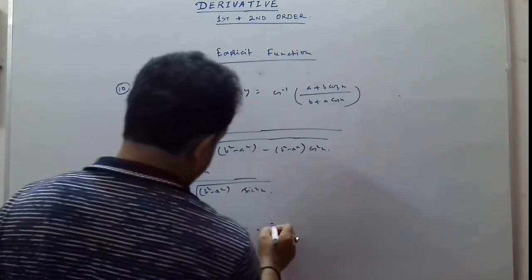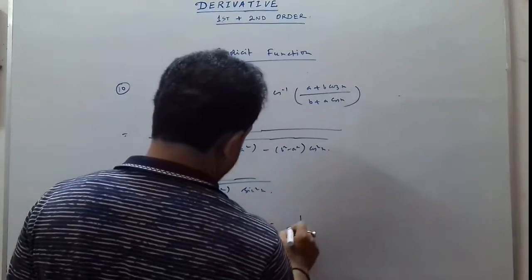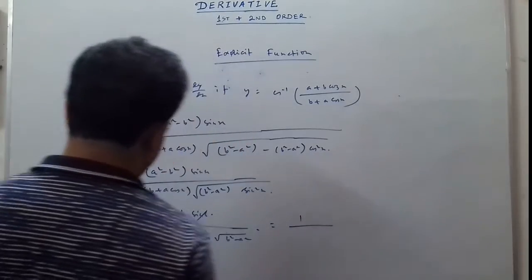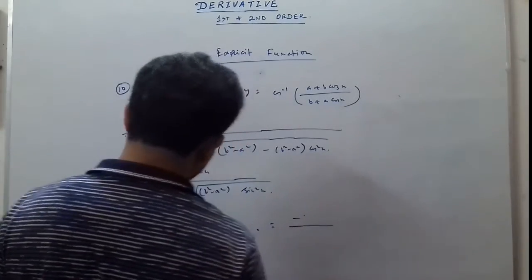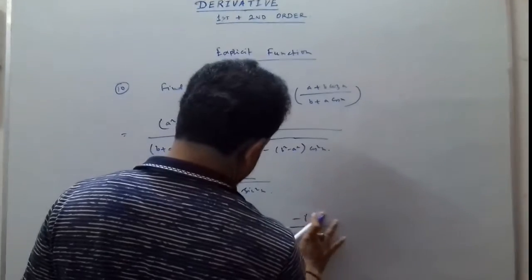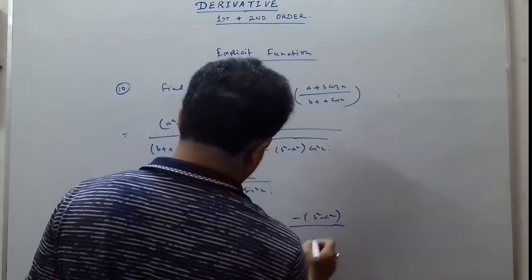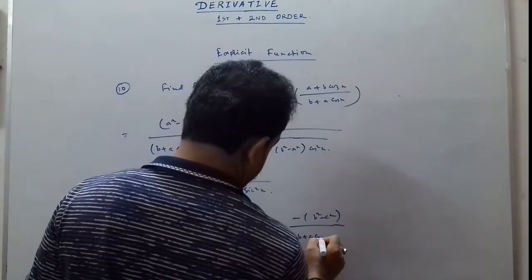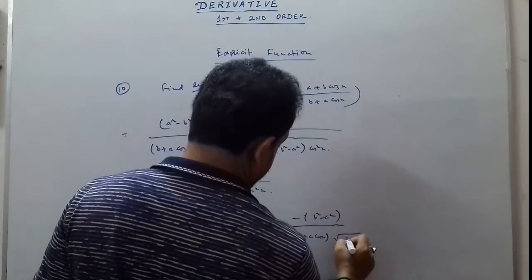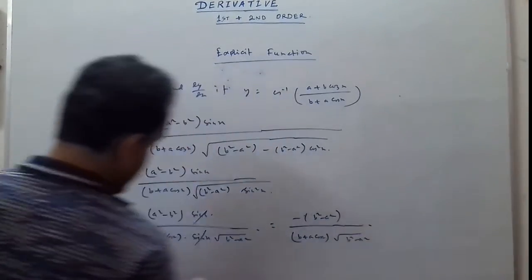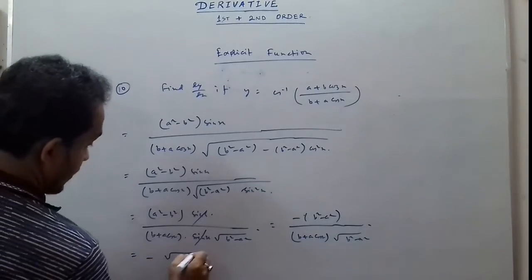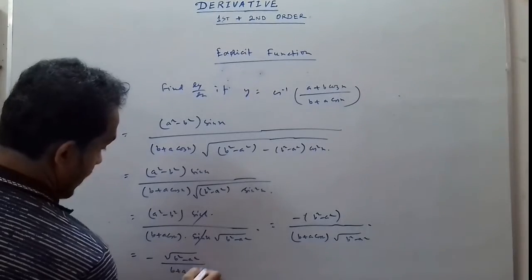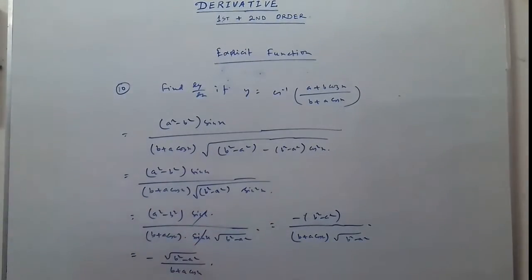So sin x and sin x cancel, and we get 1 over minus of (a square minus b square) over (b plus a cos x) into root over b square minus a square. So finally we get minus root over (b square minus a square) whole divided by (b plus a cos x). This is the answer.